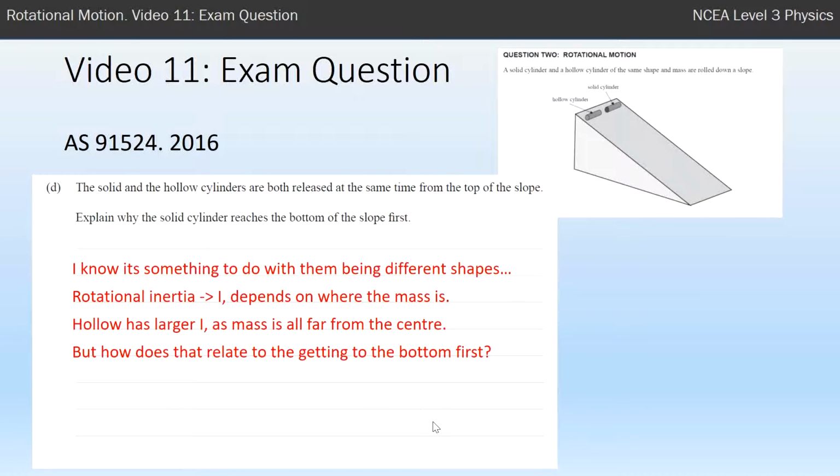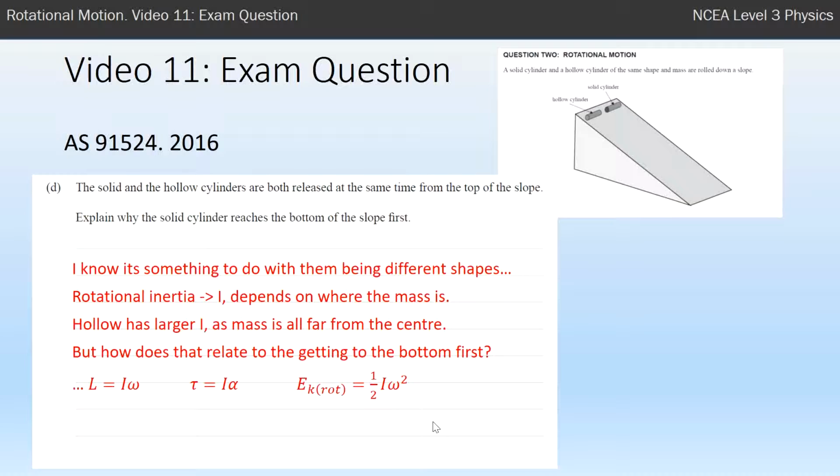So how does this relate to getting to the bottom first? I know it's got something to do with I, so I'd look at the formulas from my formula sheet that have I in them. So I've got L equals I omega. That first formula is about angular momentum.